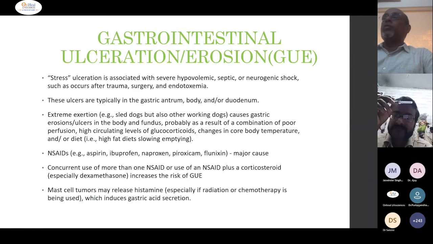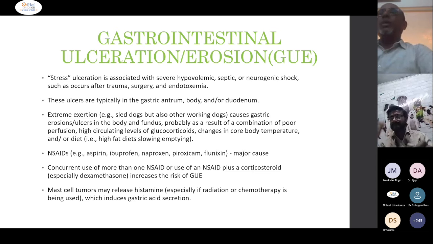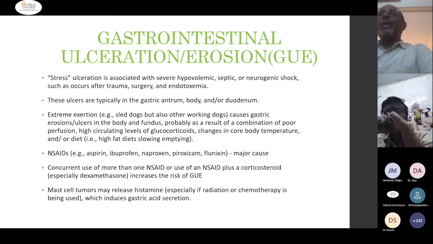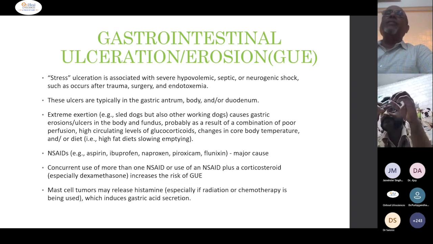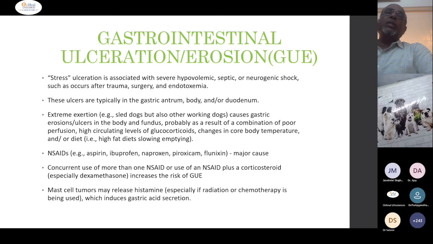Gastrointestinal ulceration and erosion is called GUE. Stress ulceration, we usually find whenever the animals are stressed, in multiple pets, sled dogs, these sorts of dogs that have reasons to stress themselves out. Hypovolemic, septic or neurogenic problems after trauma, surgery and endotoxemia can result in GUE. So you will have to find out what causes this stress and gastrointestinal ulceration and erosion. This is very important. These ulcers are typically in the gastric antrum, body or duodenum.